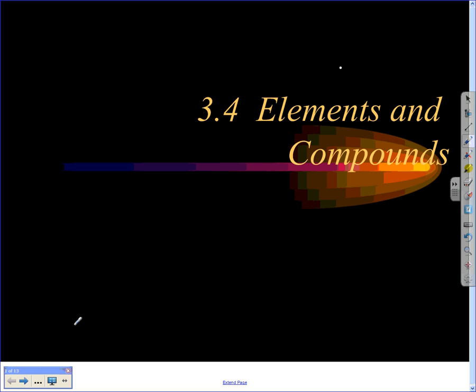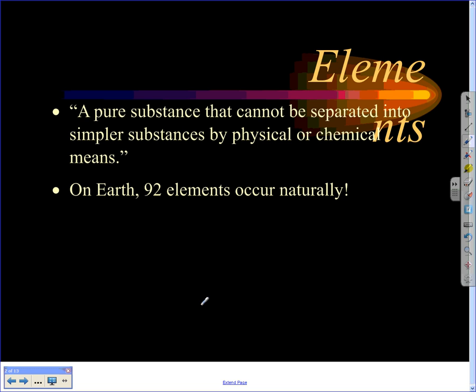So first of all, we're going to start off with elements and compounds. Elements, and this was trying to be optimized for smart software, so if some of the wordings seem off, like over here, just ignore that. But this is for elements. An element is a pure substance that cannot be separated into simpler substances by physical or chemical means. On Earth, 92 elements occur naturally. Now, you may notice that on the periodic table there are approximately 118 elements, which means that if 92 occur naturally, there are some that are man-made.